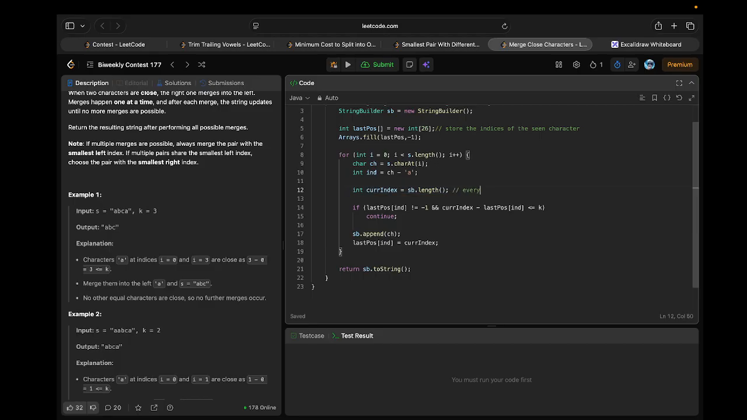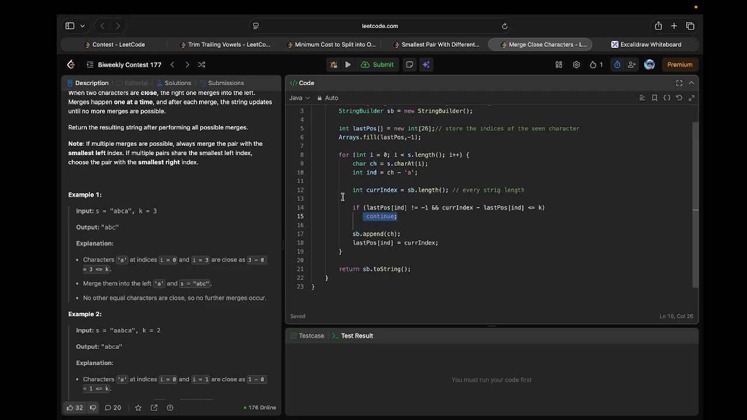because every time the string length is decreasing, right? That is the reason I'm taking this here, and I'm checking whether I have already seen the character previously. I'm checking if the last position is not equal to -1, which makes sure it has some value. If it is, then I check if the current difference is less than or equal to k. If it is, which means we have to merge this character, so I simply skip this character and don't include it in my answer, right?